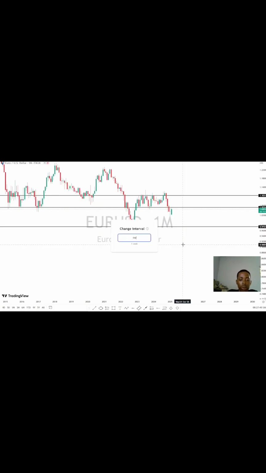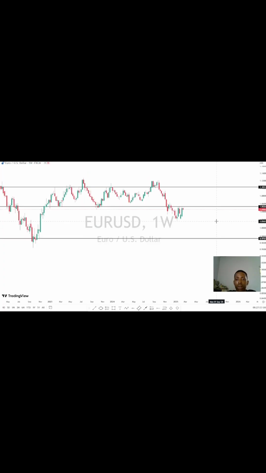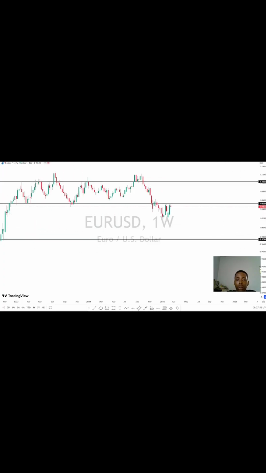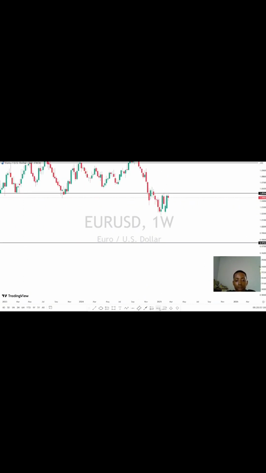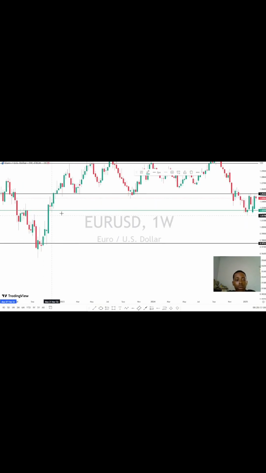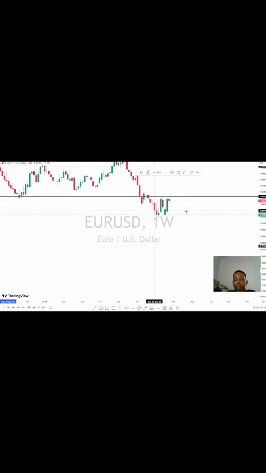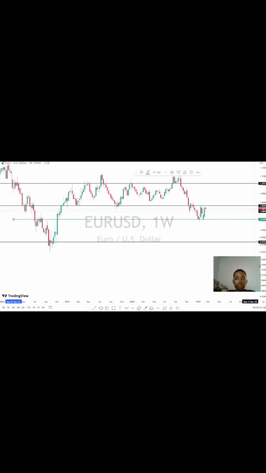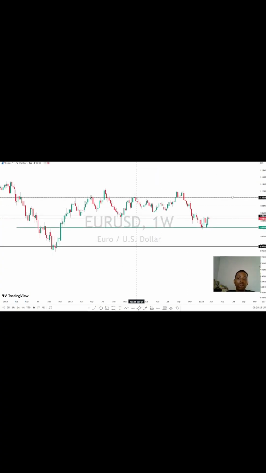So let's go down on our weekly time frame. Let me see what the weekly time frame is trying to show me. So I'll map this level out. I think all of them are going to be here. Let me readjust it very well. So initially, as we all can see, Euro USD.